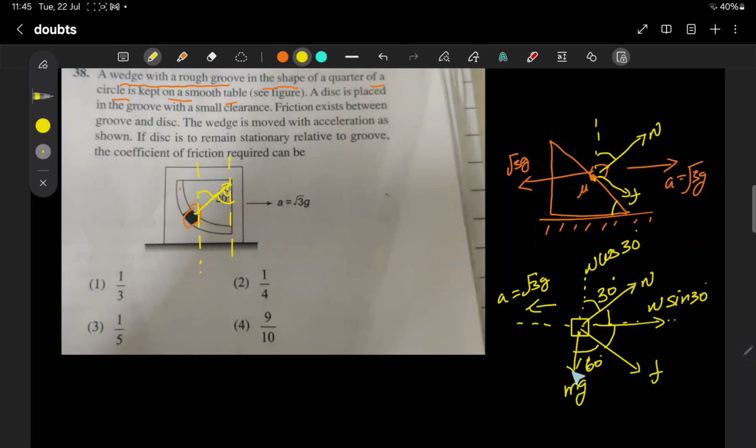If you resolve the friction, on this side I will have f cos 60 degree, and here I will have f sin 60 degree. In this direction only this force is acting. Now if you write for horizontal direction, in horizontal I can say N sin 30 degree plus f sin 60 degree should be equal to ma, where acceleration is root 3g. So m into root 3g.